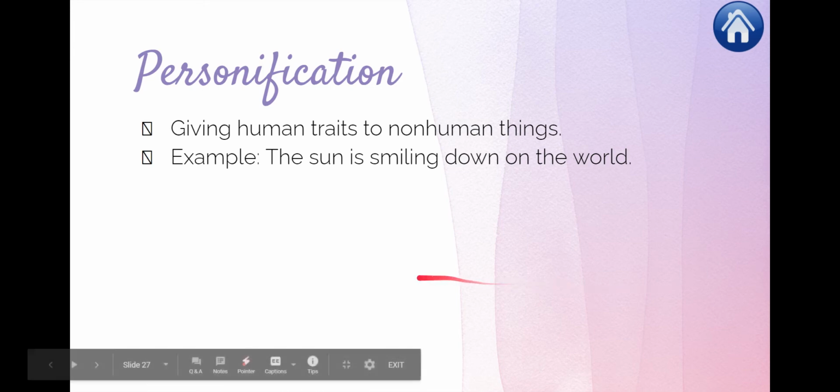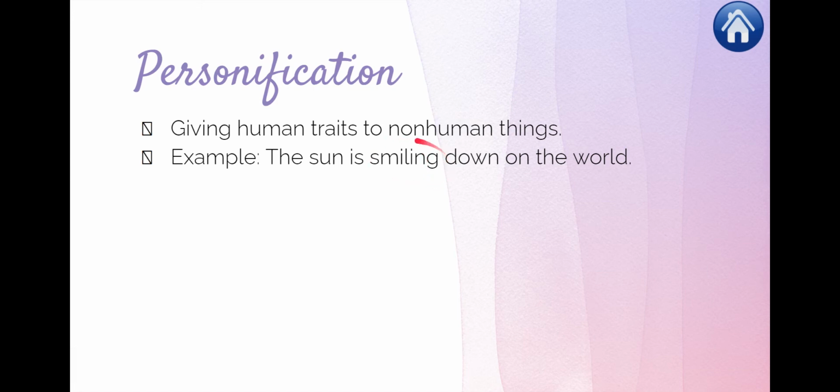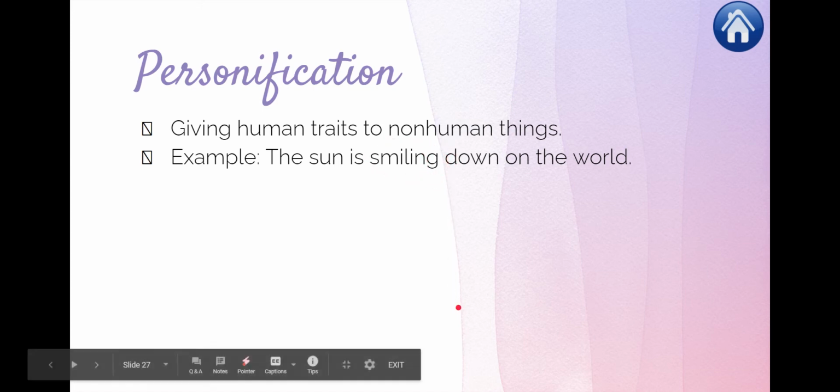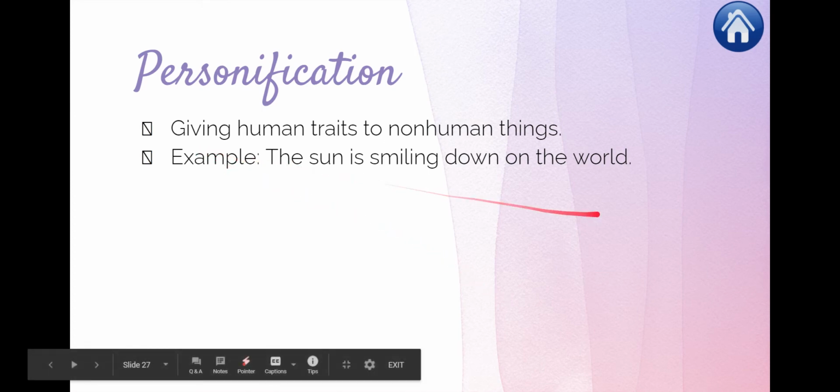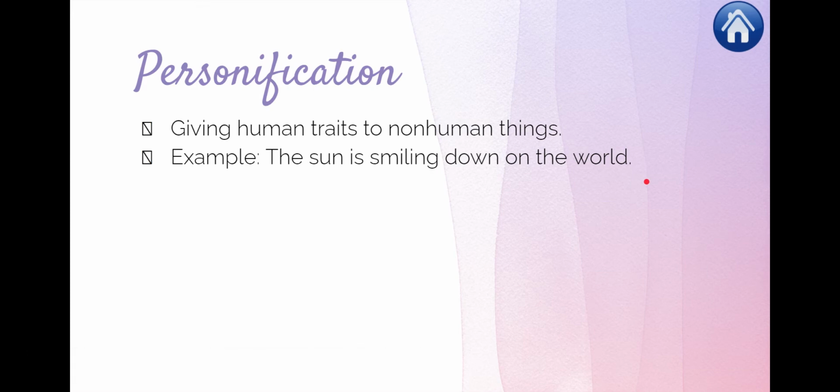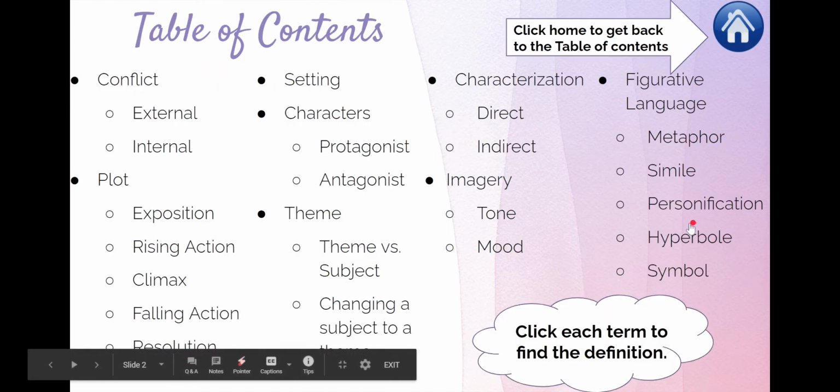We have to find our non-human thing, which is sun. And what human trait is it given? Smiling. Really, it's telling us the sun is shining. That's our meaning behind it. When it's smiling down on the world, it's out and it's shining. Awesome. And then finally, we have hyperbole as our second to last term.